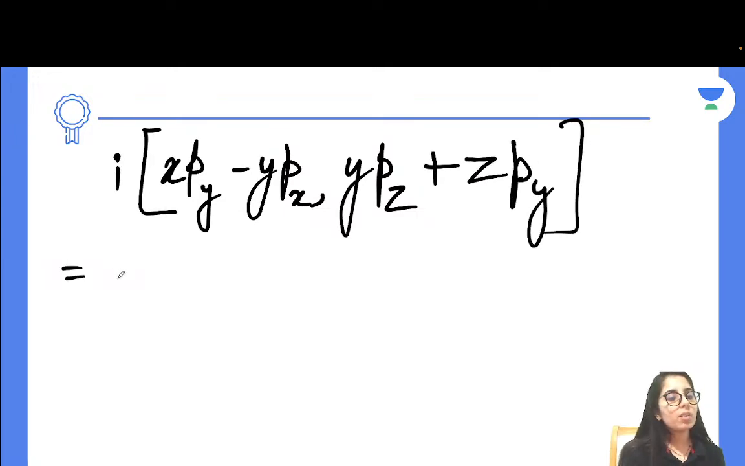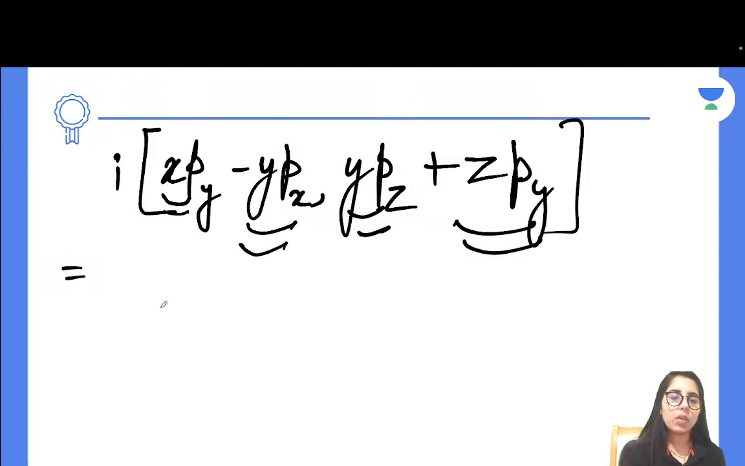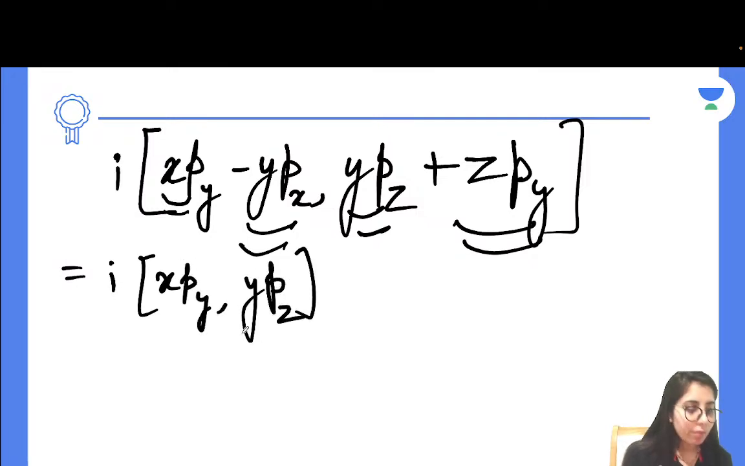Now, split the terms. So, how can it be split? The first term with the first term, first term with the second term, second term with the first term, second term with the second term. Okay, this is what we will do. Iota outside, xpy with the ypz. Have I taken the correct notations or not? Let me just check once. xpy minus ypx, correct. ypz plus zpy, correct.